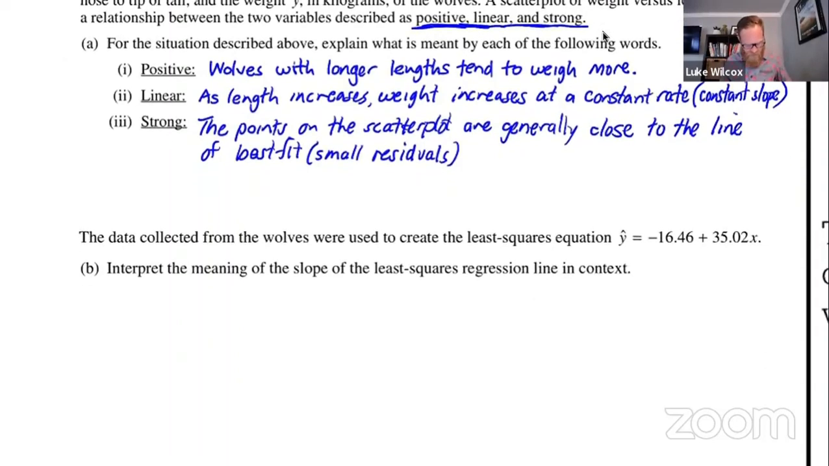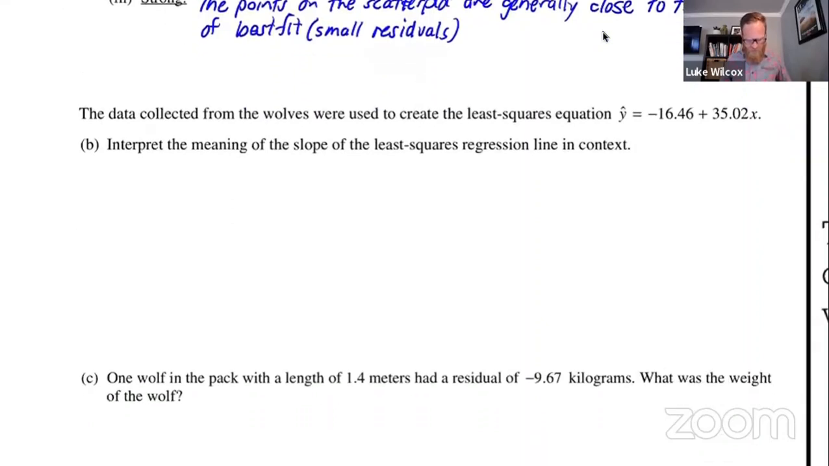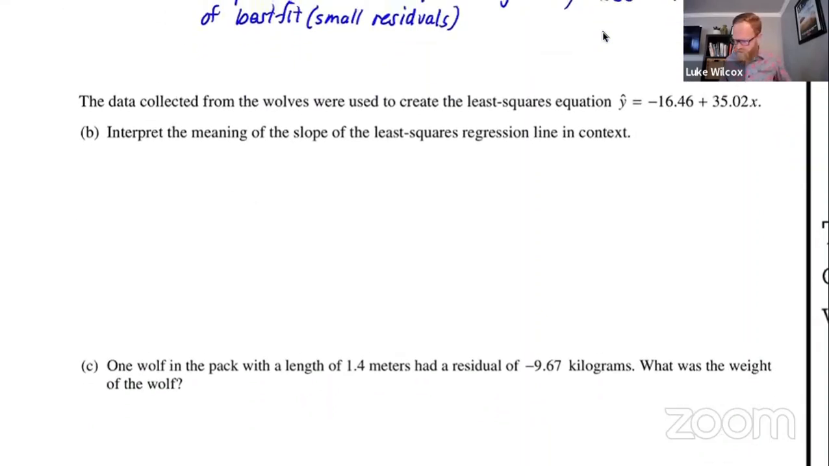Let's move on to part B. So the data collected from the wolves are used to create a least squares regression equation. Okay, a couple of things we want to notice right away. First of all, y in this particular context is the weight of the wolf. And then x, the explanatory variable, is the length of the wolf. And we have our values there for the line of best fit. And it says, interpret the meaning of the slope of the least squares regression line in context. Okay, first we have to correctly identify the slope, and hopefully you know that the slope is the value that's attached to the x there, and usually we denote that with the letter b, lowercase b.